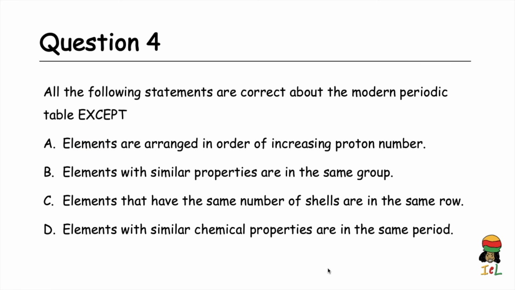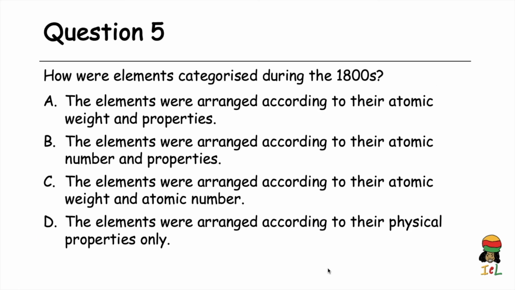Question 4. All the following statements are correct about the modern periodic table except A. Elements are arranged in order of increasing proton number. B. Elements with similar properties are in the same group. C. Elements that have the same number of shells are in the same row. D. Elements with similar chemical properties are in the same period. The answer is D. Elements with similar chemical properties are in the same period, and that statement is incorrect about the modern periodic table.